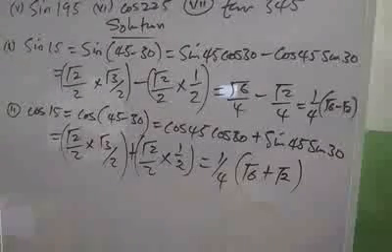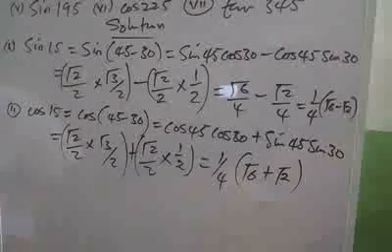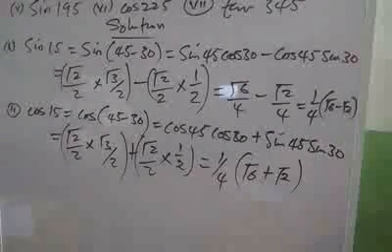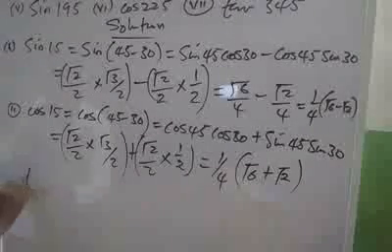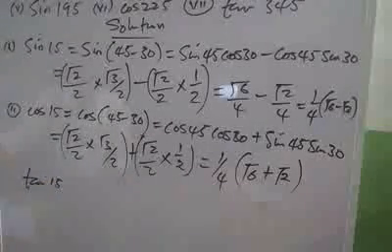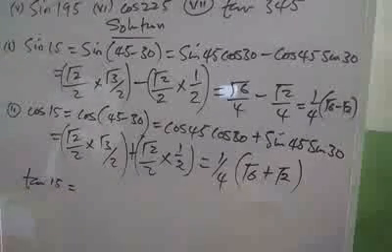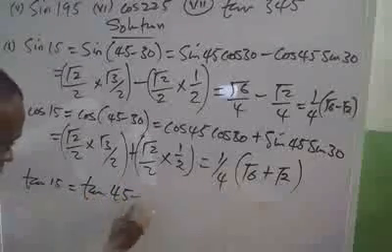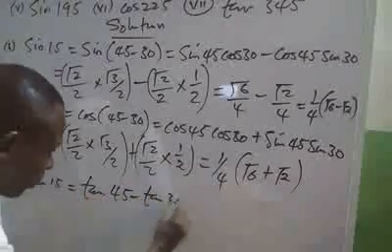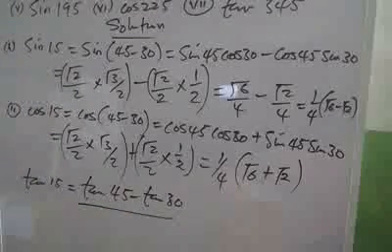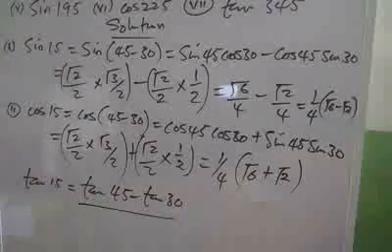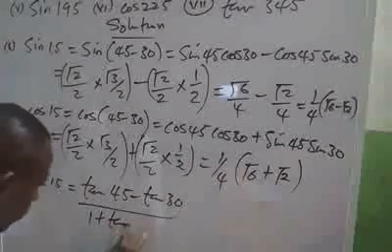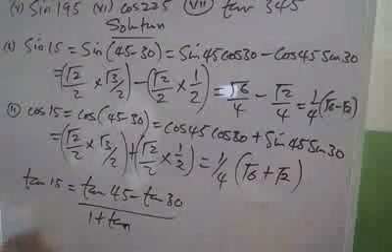Now let's look at tan 15. Tan 15 is equal to tan(45 minus 30), which is tan 45 minus tan 30 over 1 plus tan 45 times tan 30.